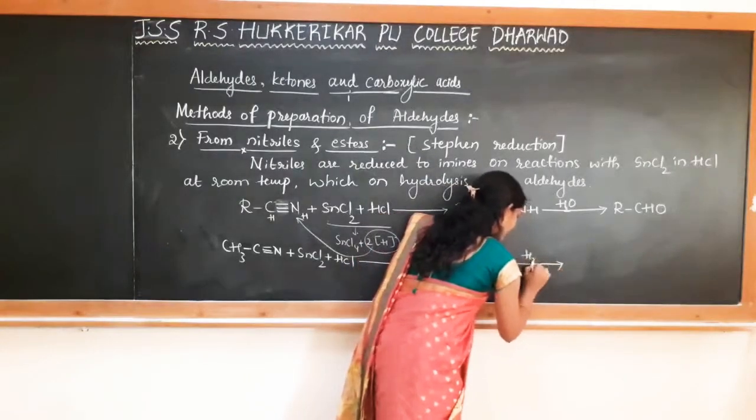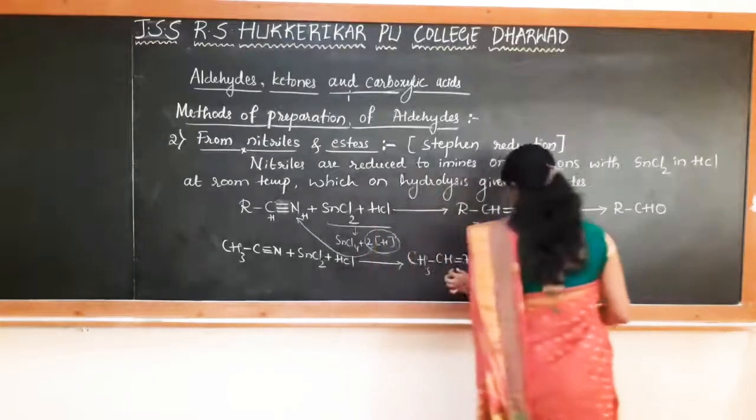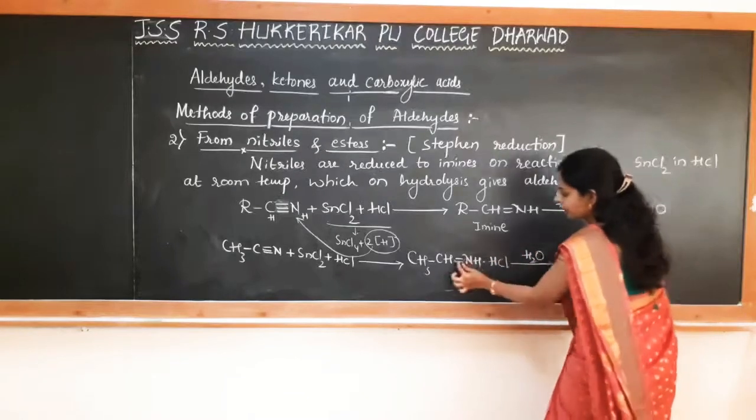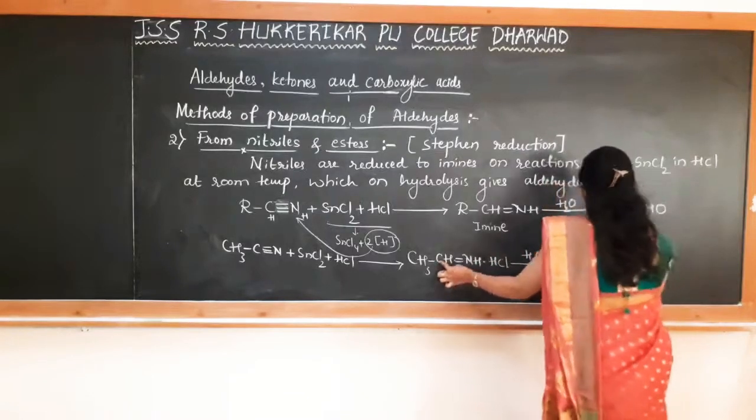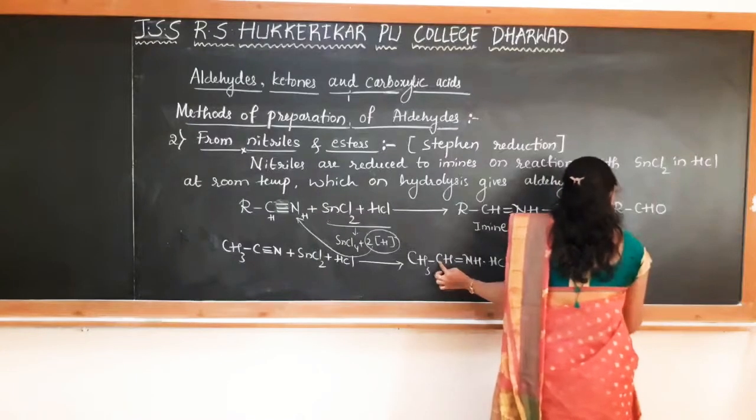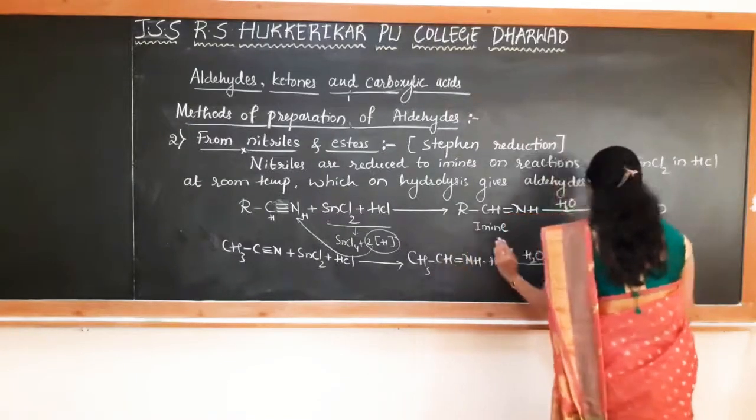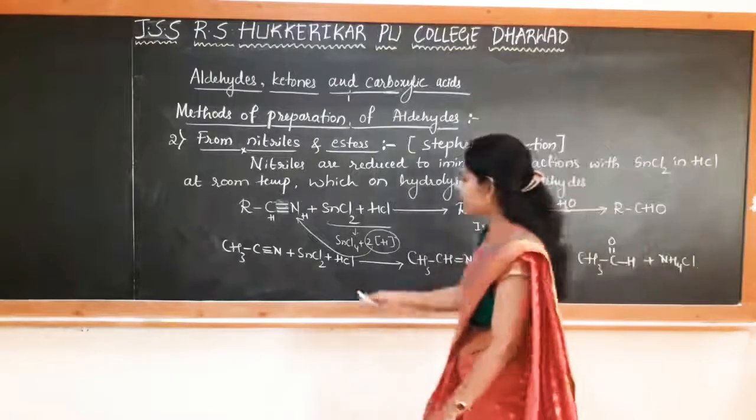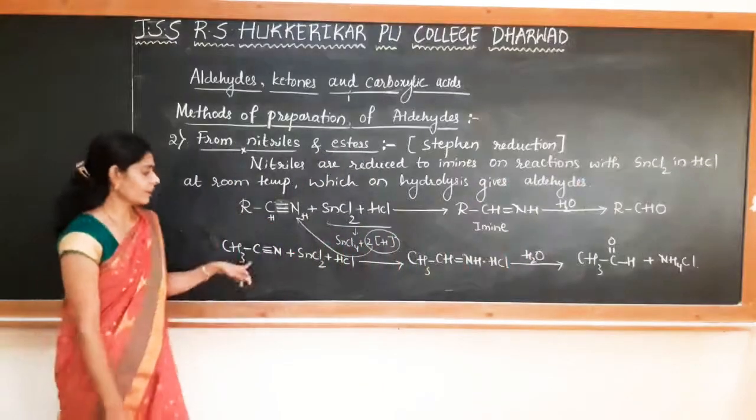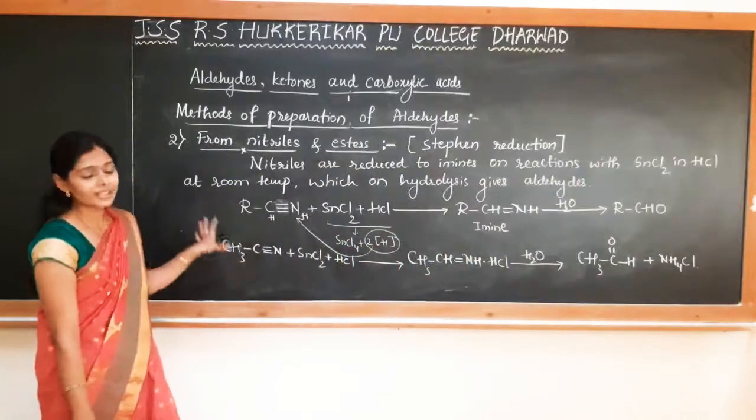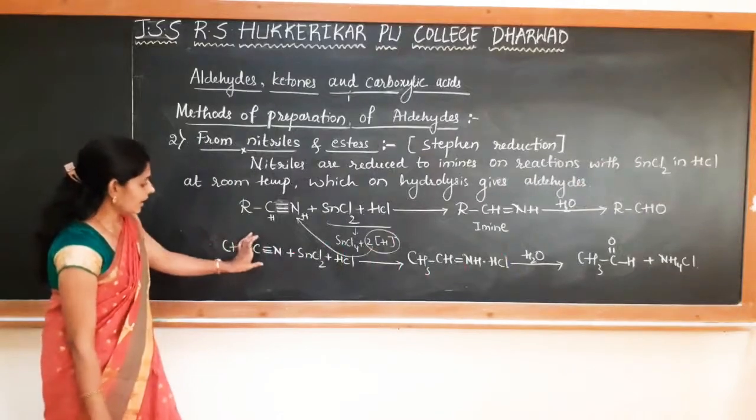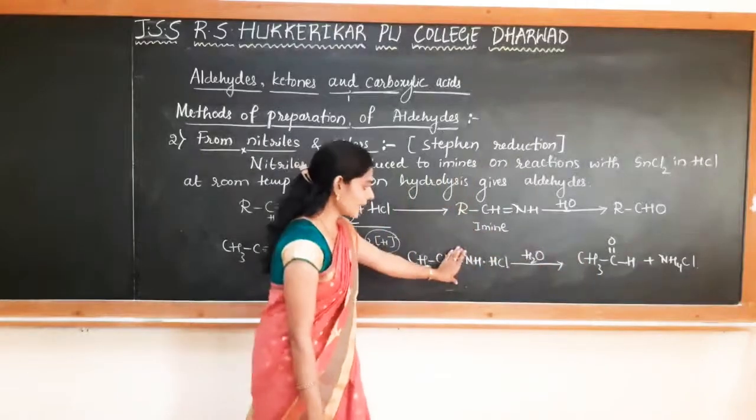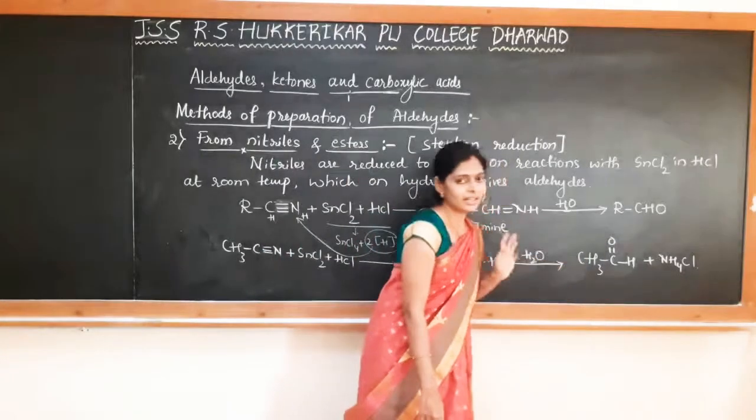This on further hydrolysis, see here, this goes out as NH4Cl, oxygen attaches to the carbon. So there is a formation of CH3CH=O. Whatever the remaining part is there will be released as a byproduct, ammonium chloride. So this is how the reaction takes place. This is Stephen reduction. Acetonitrile is reduced to the imine, which on hydrolysis gives acetaldehyde.